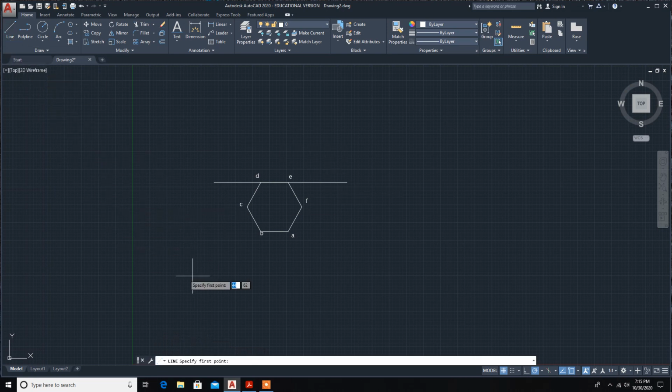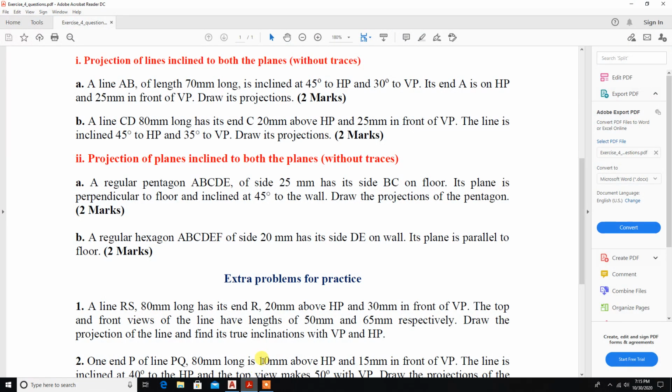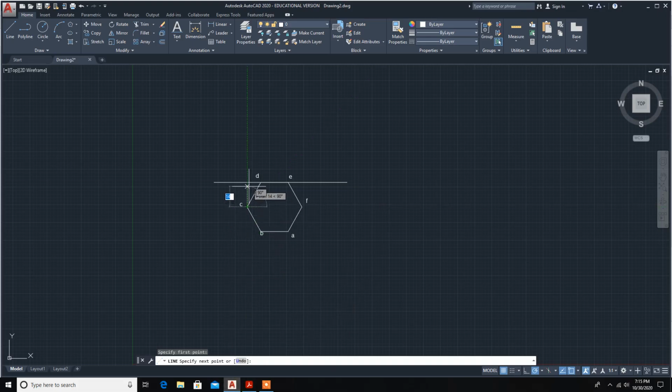Now projection lines from C to, so in front of the wall the distance is not given. So we can draw on this or away from this. We can draw straight vertical lines. These are projection lines.